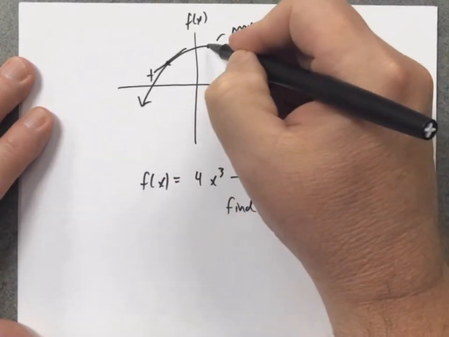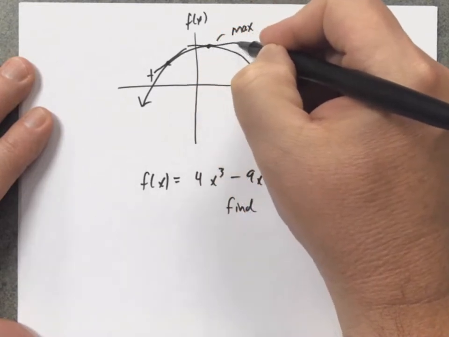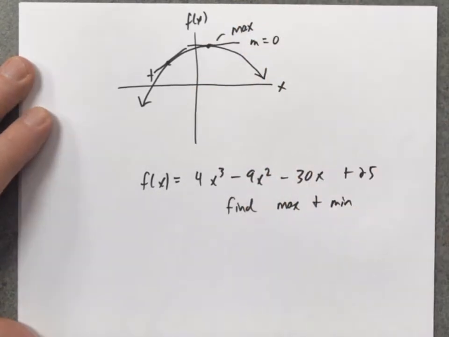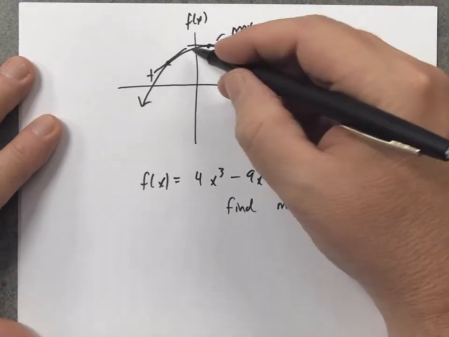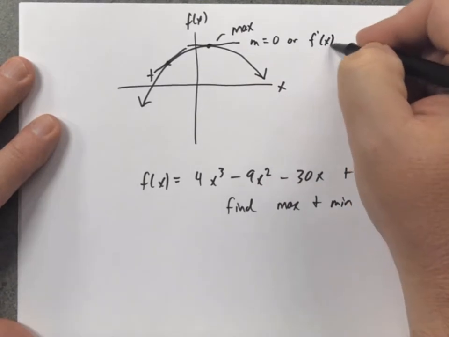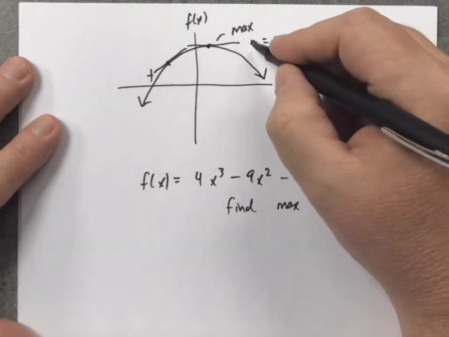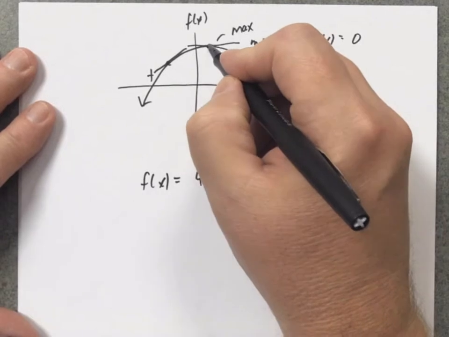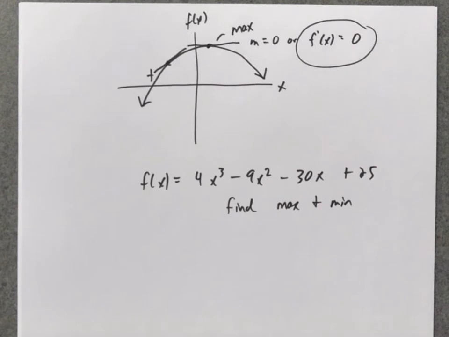But when we get to this one point, the very top, the maximum, if we were to draw the tangent line, we would see it's a horizontal line, which means m, which is the slope, right? The slope is 0, or the first derivative is also 0. Remember, slope and a first derivative mean the same thing. So what's going on? At this maximum point, the first derivative is 0.